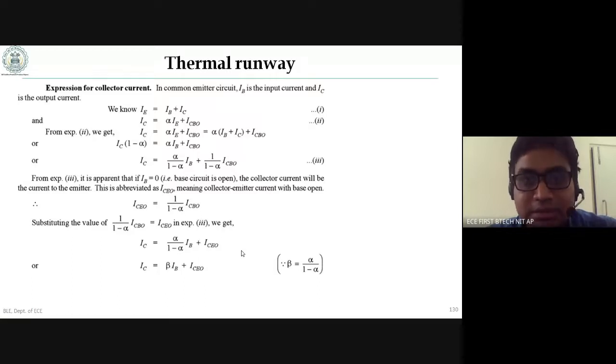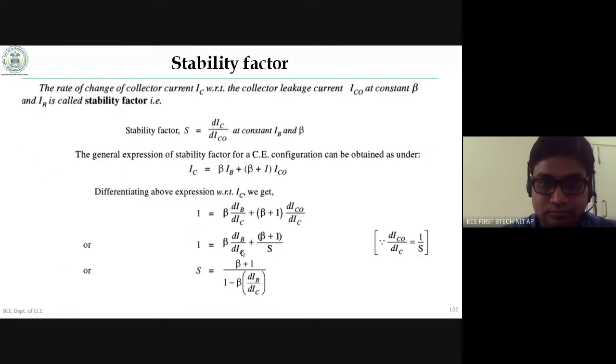So in order to dissipate the heat, the collector region is made wider. Okay, now next we will go to the stability factor.